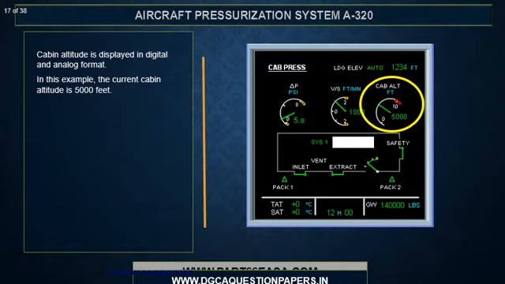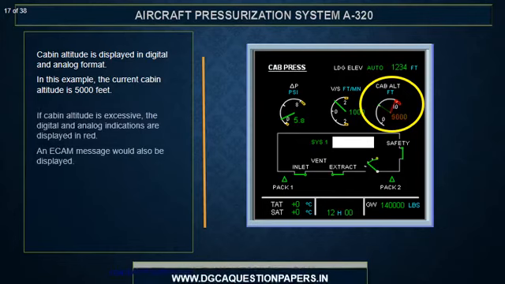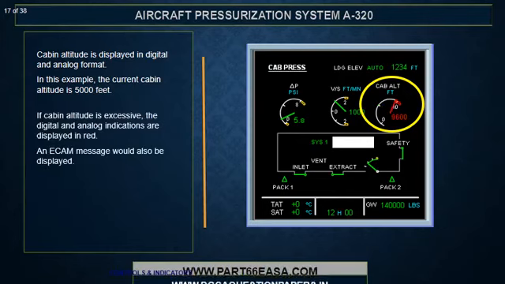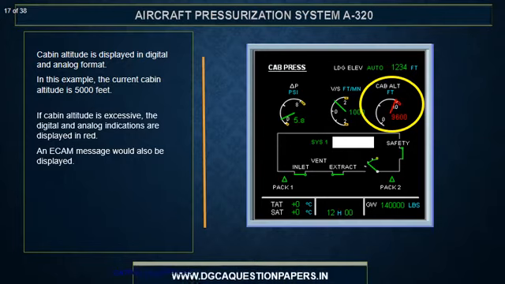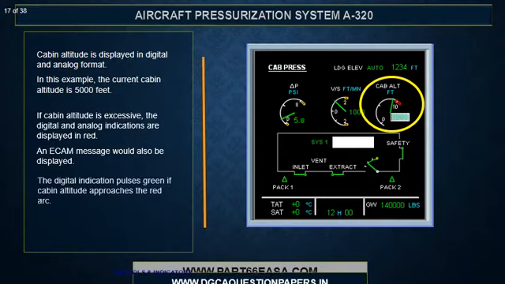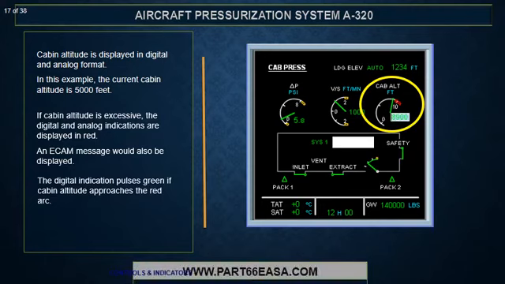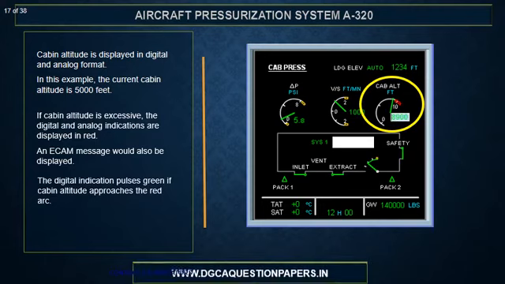Cabin altitude is displayed in digital and analog format. In this example, the current cabin altitude is 5,000 feet. If cabin altitude is excessive, the digital and analog indications are displayed in red. An ECAM message would also be displayed. The digital indication pulses green if cabin altitude approaches the red arc.